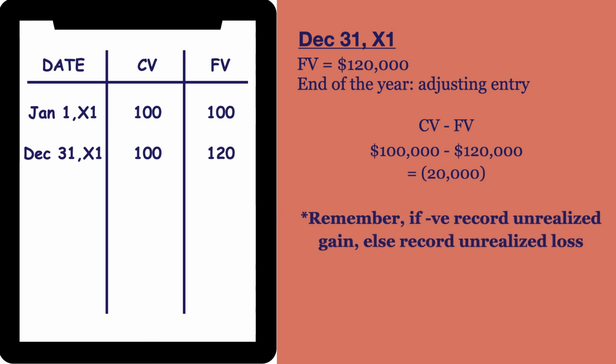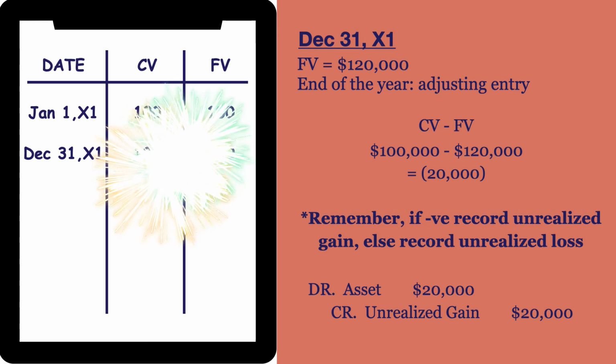Now remember, if the answer is negative, we record that as an unrealized gain, else we record that as an unrealized loss. So as for the journal entries, we are going to write up the asset by $20,000 and credit the unrealized gain, since the answer was negative, by the same amount. Let us make this change to asset on our notepad. A debit means the value of our asset went up by 20, so that gives us 120 carrying value. And would you look at that?